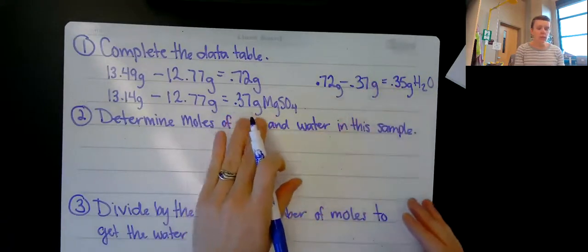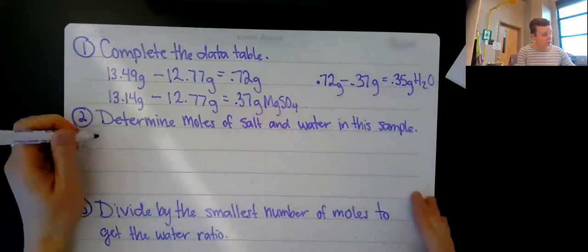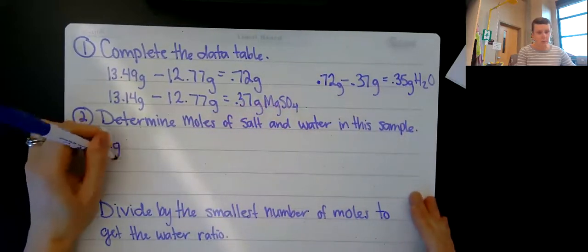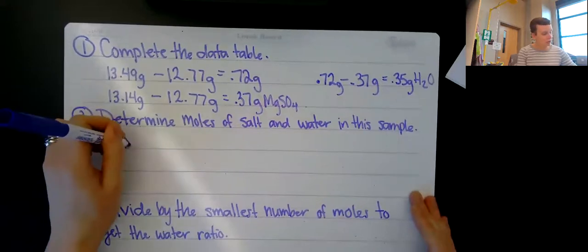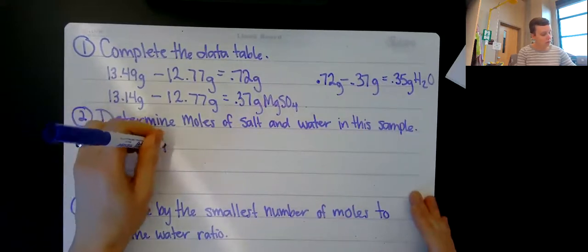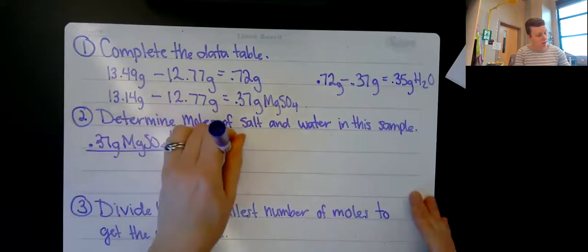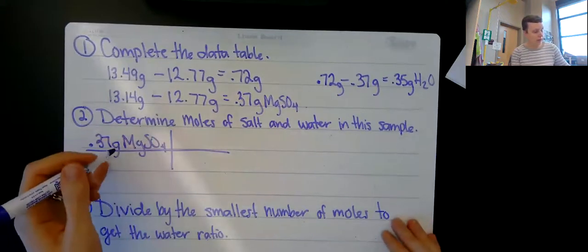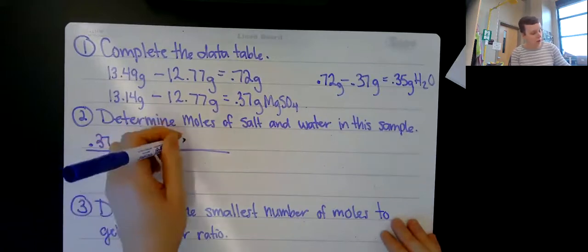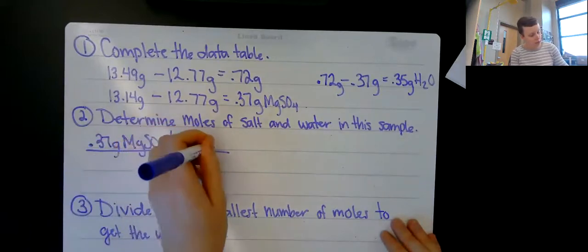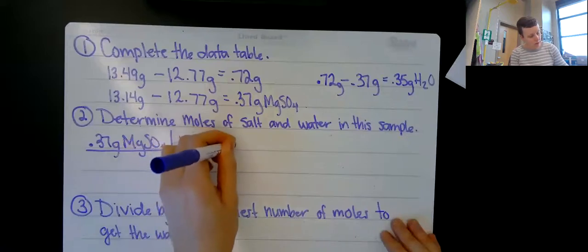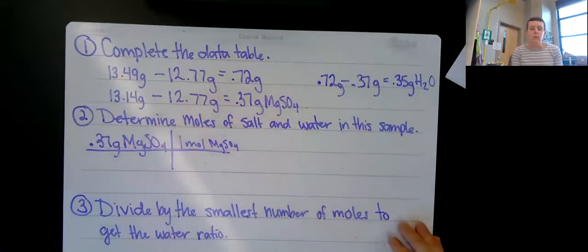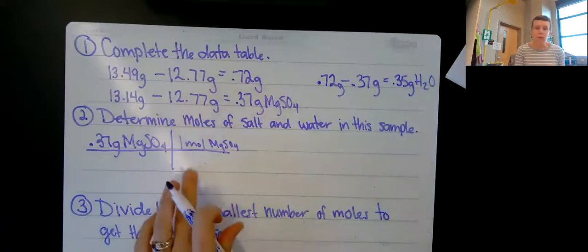Okay, so I need to figure out moles of salt. Well, I'm going to start with my 0.37 grams MgSO4. We know how to do a grams to moles calculation. We use the molar mass. Where does 1 mole go? Well, we don't want to cancel moles. We want to cancel grams. So 1 mole of MgSO4 goes on the top. We need to add up the molar mass of magnesium sulfate in order to figure out what number goes on the bottom.